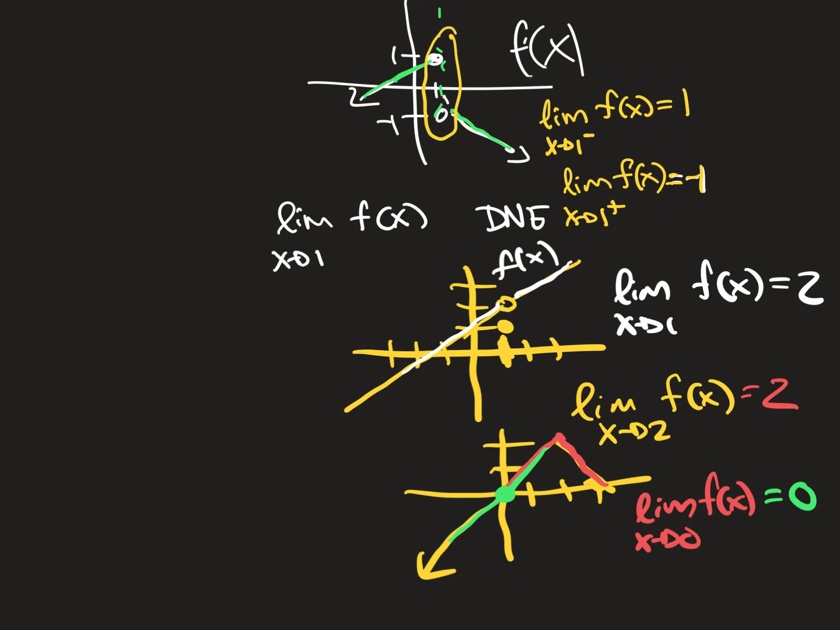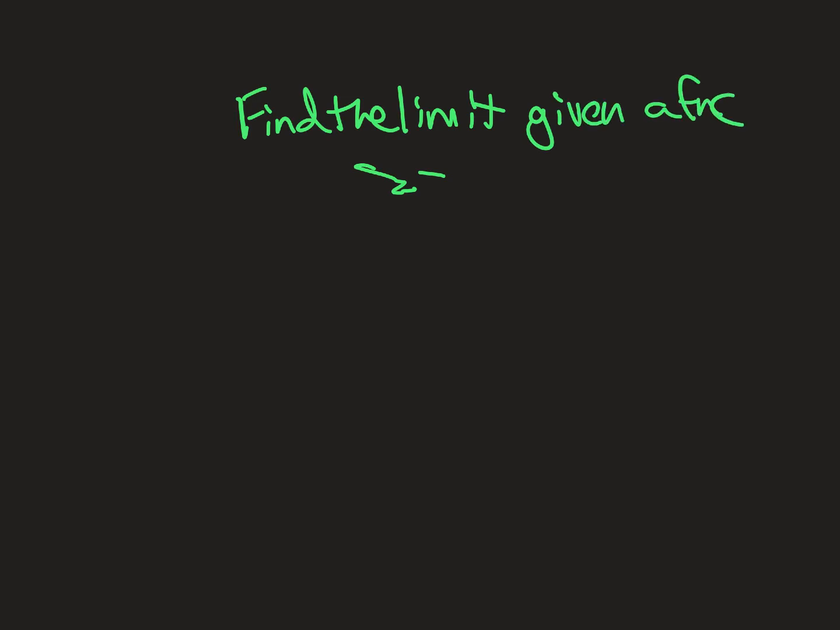Well, let's talk about the strategies if I don't just give you a graph and say f of x, but I actually give you what f of x is in terms of x. What are the strategies there? Okay, so to find the limit given a function, the first thing you do is you see if you can plug in. So for example, what if I said the limit as x goes to 1 of 3x squared minus 5?